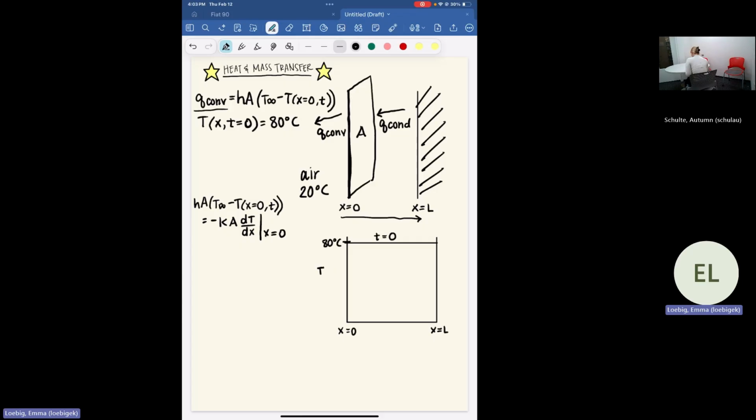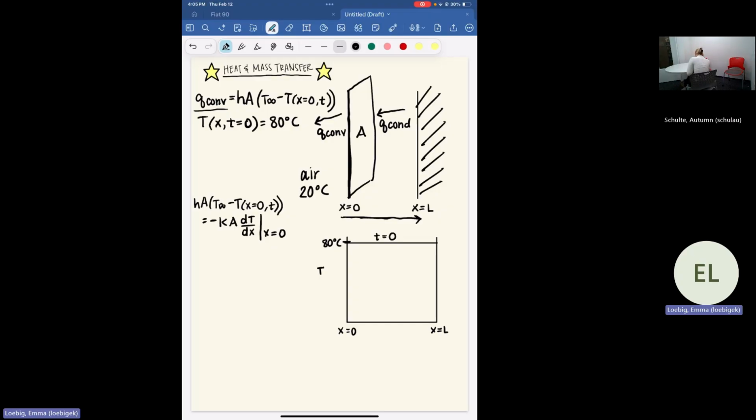Now we want to check our signage here. Here we have a negative, so let's make sure that is correct and consistent. If we say that the temperature on the inside is higher than that of the temperature on the surface, we know that we will have a positive temperature gradient. If we negate this, we will have negative heat flow. Heat is flowing in the negative direction, which is correct and consistent.